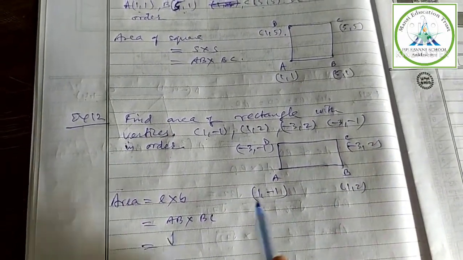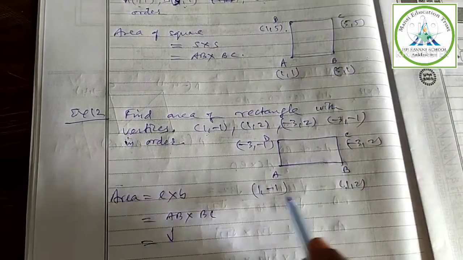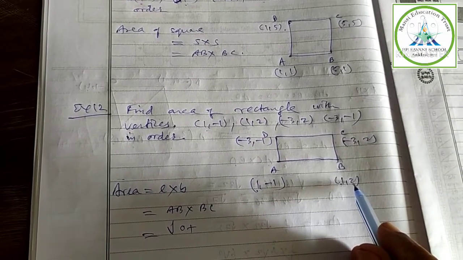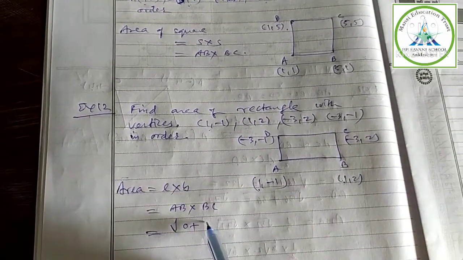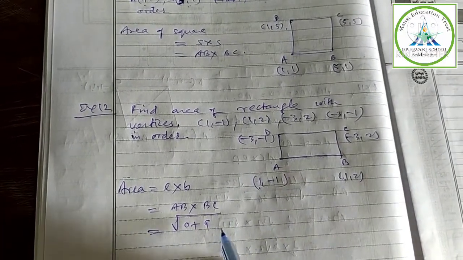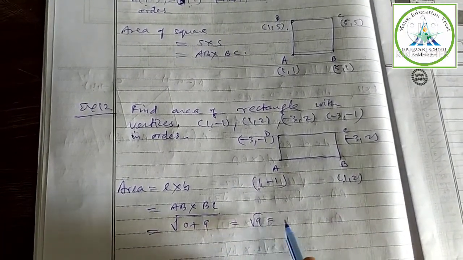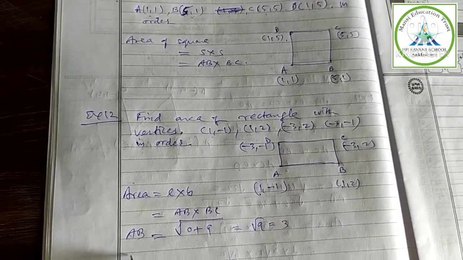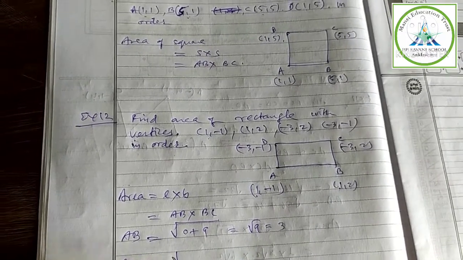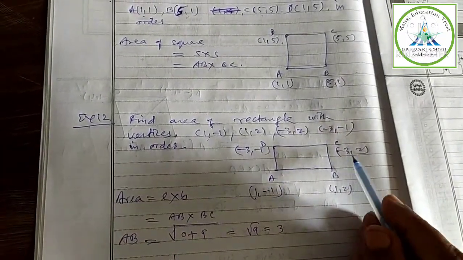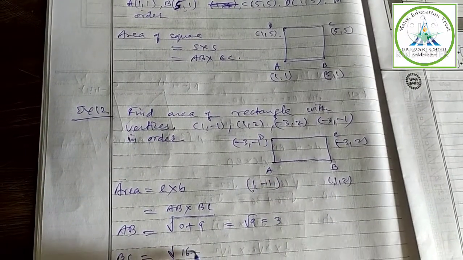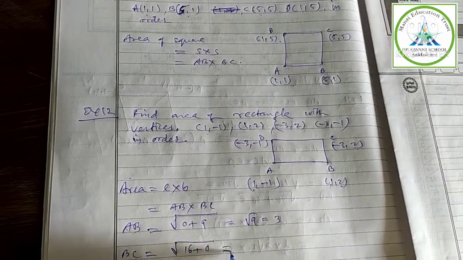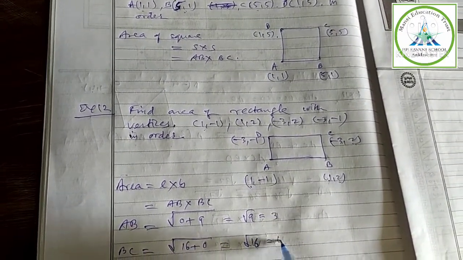You know the distance formula. Under root x2 minus x1 bracket square 0, plus y2 minus y1, 2 plus 1, 3 square 9. Okay, that is equal to under root 9 equal to 3. This is AB. Clear? Now BC. See now, x2 minus x1, minus 3 minus 1, minus 4 square 16, plus y2 minus y1 bracket square, 2 minus 2, 0 square 0. You got under root 16 equal to 4.